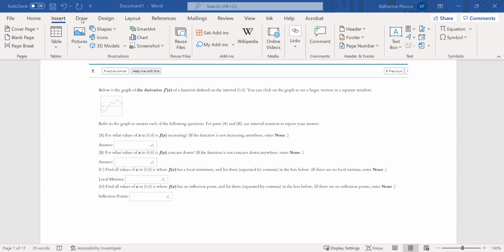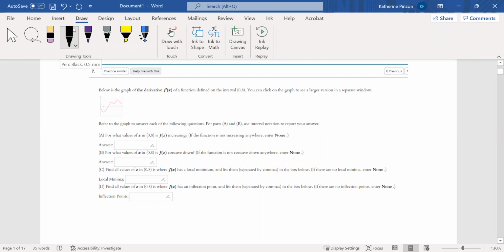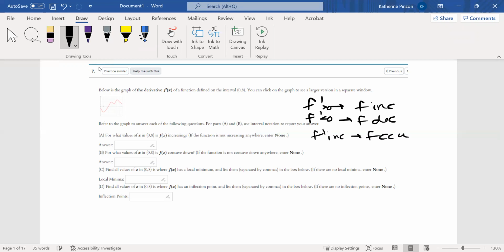Okay, so if you remember, we had that chart that related the function, the derivative, and the second derivative to one another. And it says if the derivative is a positive number or above the x-axis, the function is increasing. If the derivative is a negative number or below the x-axis, the function is decreasing. If the derivative is increasing, then the function is concave up. If the derivative is decreasing, then the function is concave down. So derivative positive, f increasing. Derivative negative, f decreasing. Derivative increasing, f concave up. Derivative decreasing, f concave down.